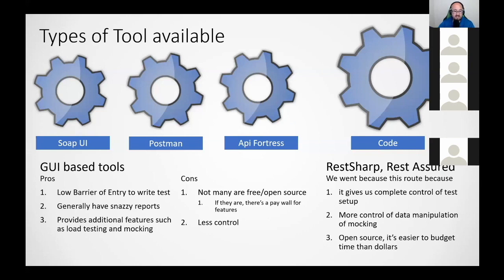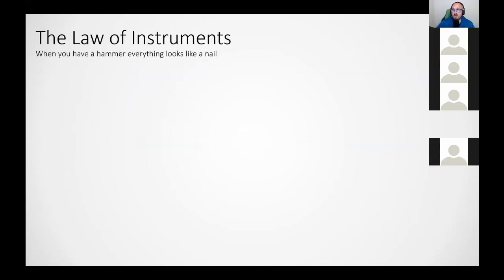Also, it's open source, and depending on your framework, basically what we find is it's easier to budget time than dollars. So when we need to go through and make a request for a tool, sometimes it's easier to just code it. Also, though, you may have heard of the law of instruments, right?